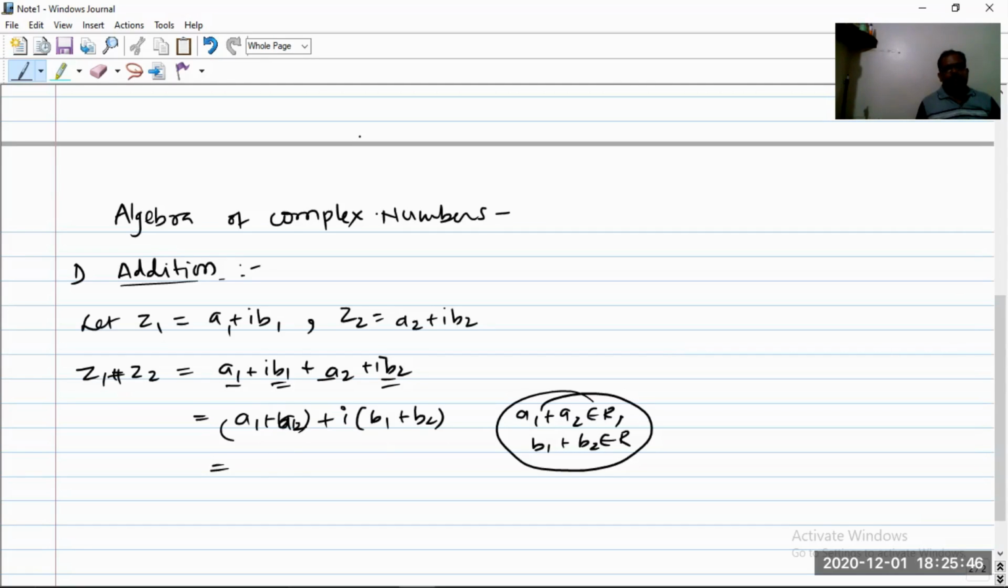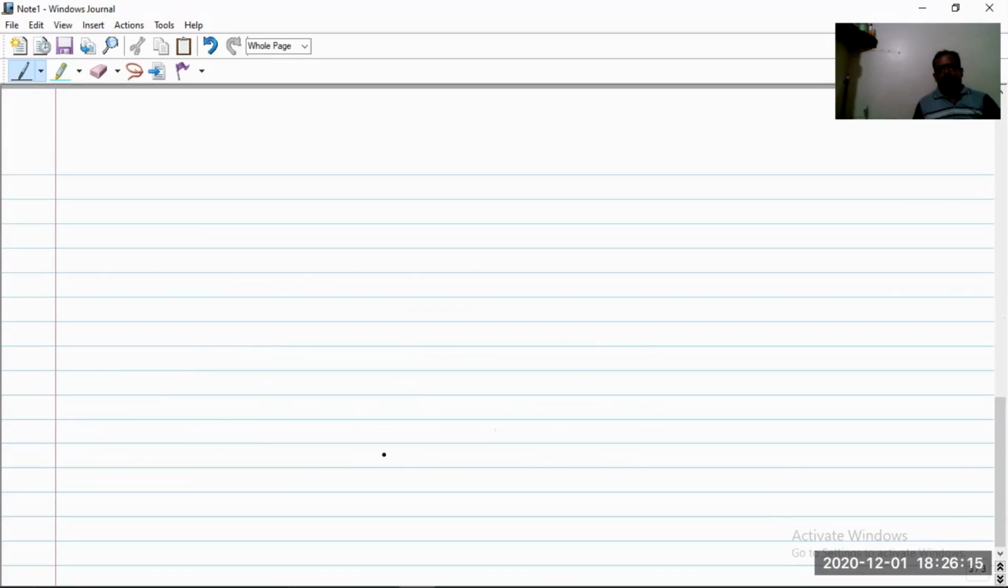So can I denote A1 plus A2 as A and B1 plus B2 as B? So what can I have here? I can say that Z1 plus Z2, the sum of the two complex numbers, is also a complex number. Or the sum of two complex numbers is also a complex number. Understood? Now let's move ahead to the difference of two complex numbers.